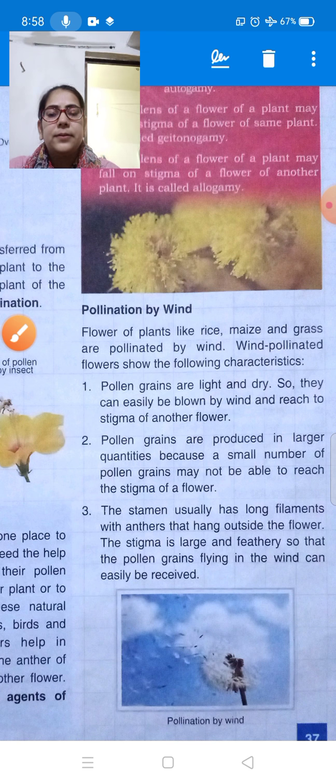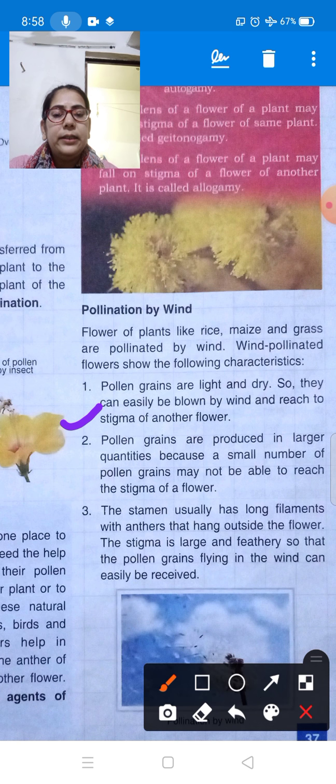The first is pollen grains are light and dry. The pollen grains of these plants should be light in weight and they should be dry so that they can easily be blown by wind and reach the stigma of another flower. If they are light in weight, then with the help of wind they can blow easily from the anther to the stigma. The next is pollen grains are produced in large quantity, because a small number of pollen grains may not be able to reach the stigma of the flower.